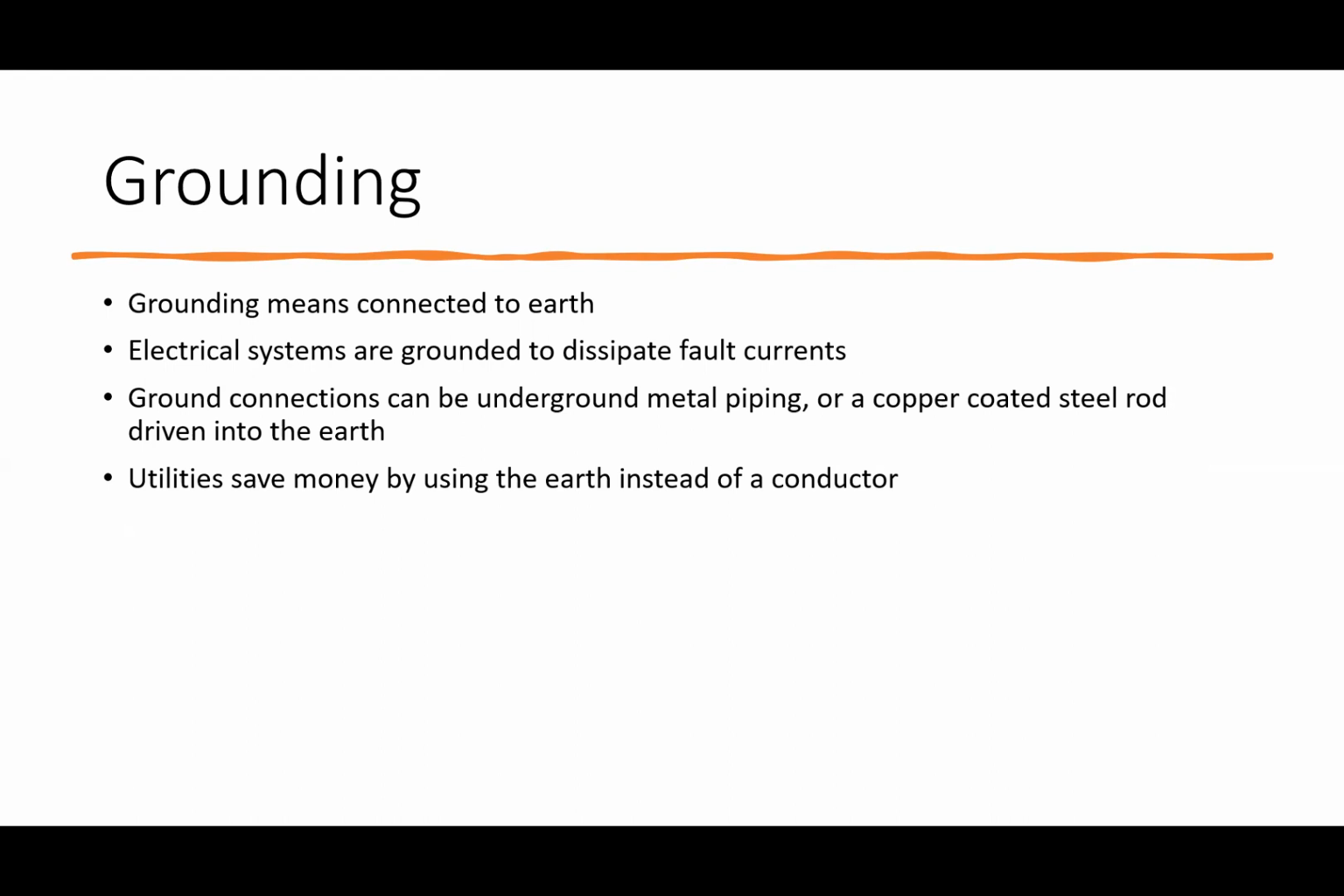Grounded connections can be made to underground metal piping or a copper-coated steel rod that is driven into the earth. We do grounding because utilities save money by using the earth instead of a conductor.